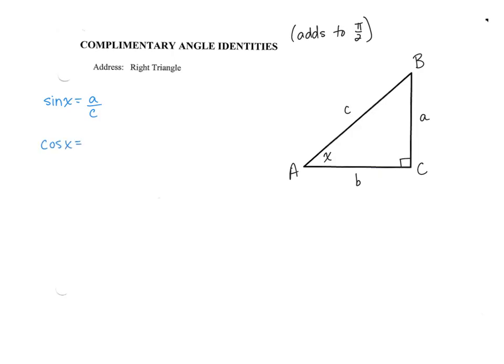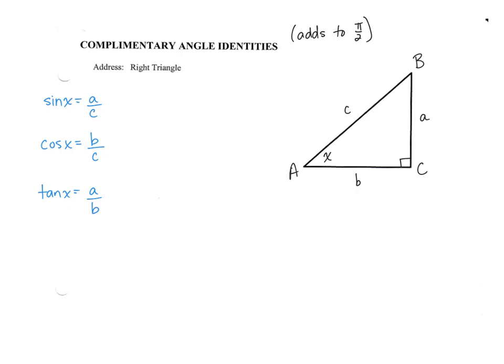Cos of X is equal to adjacent over hypotenuse, so B over C. And tan of X is opposite over adjacent, so A over B. So there we have our primary trig ratios from our angle X.